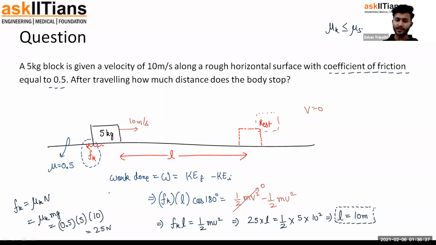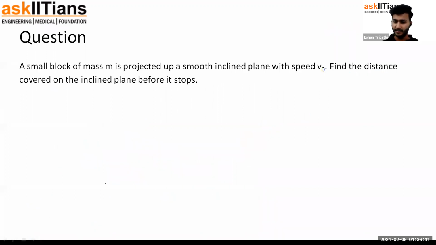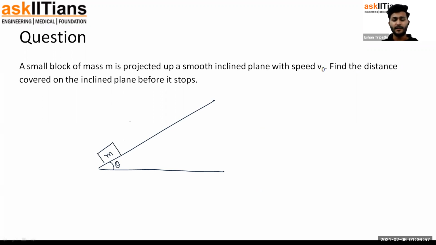So that's how we can do this in case of negative work also. And now let's look at this last numerical. A small block of mass m is projected on a smooth inclined plane with velocity v naught. Let us assume the angle is theta, that needs to be given. Mass m is there and it is given a velocity v naught.